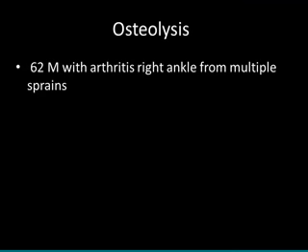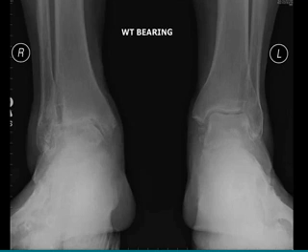Let's talk a little bit about osteolysis. Again, this is a nemesis, particularly in younger active patients. So here's a 60-year-old male with arthritis in the right ankle from multiple sprains. Again, no big deformity, but you can see that there's a complete loss of cartilage in the tibial-talar joint space.